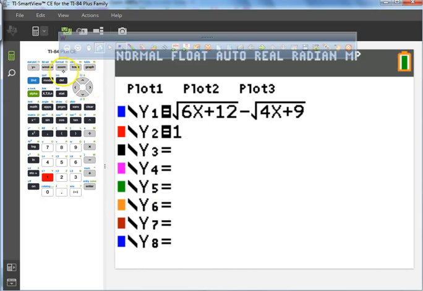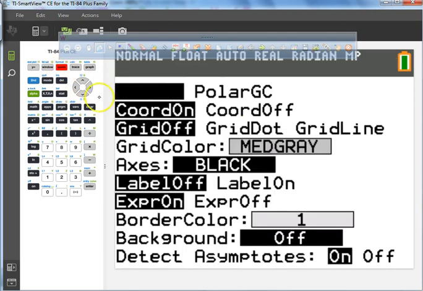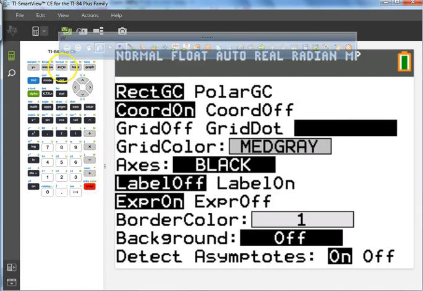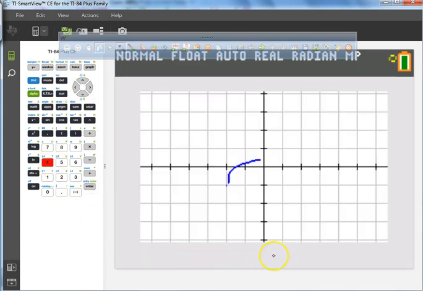Now, understand, we reset our calculator. So what I'm going to do real quick is hit second zoom, and I'm going to make sure I turn my grid lines on. And then I'm going to hit zoom 4 so we can see this graph. There's my graph. There's my line.